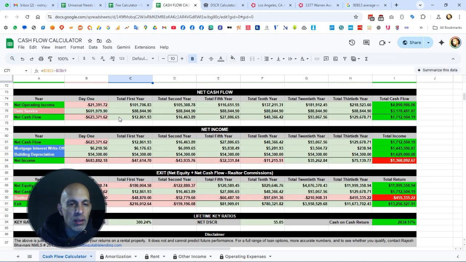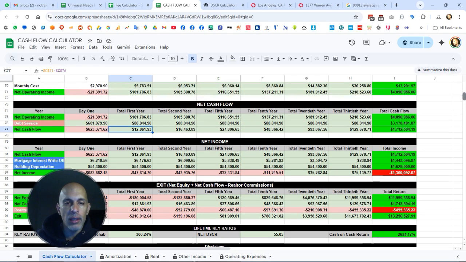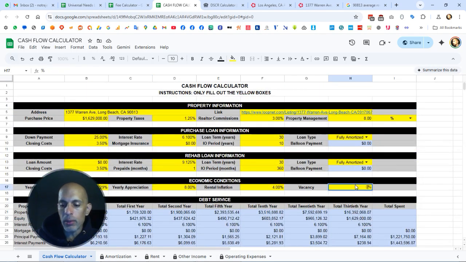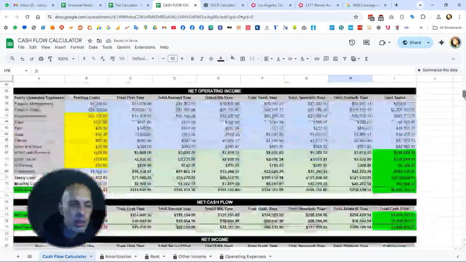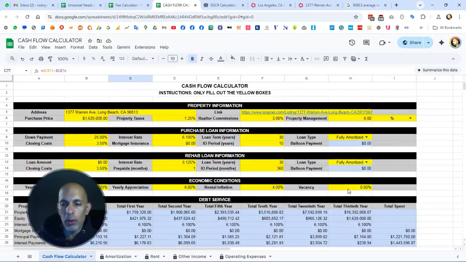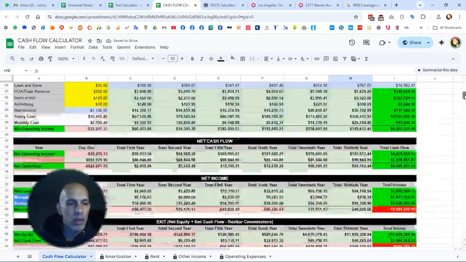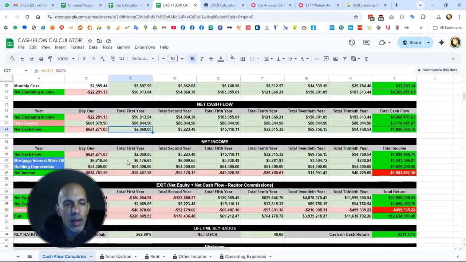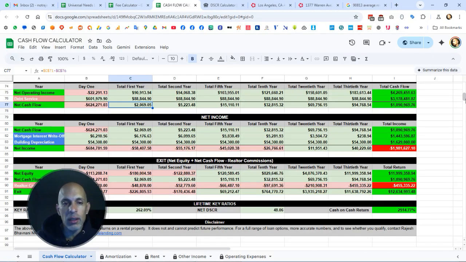In this particular case, with that 8% vacancy, we're looking at a cash flow of almost $13,000 a year. If we stick with the 0% vacancy, our net cash flow is $25,000 a year. So a well-managed building will get you a lot more money. Let's see what happens when we're at 15% vacancy, what our net cash flow is. We are at $2,000 a year.